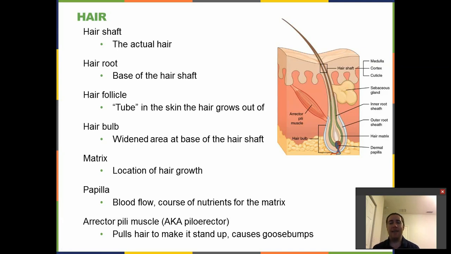Our hair is actually made out of keratinocytes, just like the outer part of our skin. It is dead keratinocytes and a whole bunch of keratin that they made. The papilla are these blood vessels right here. So these are blood vessels that come up and they touch the matrix. They touch the base of that hair. And so they're going to supply the nutrients needed to make the new cells.